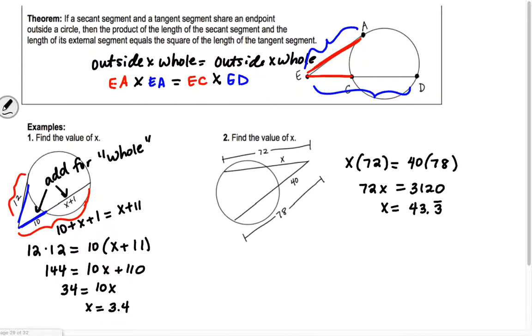If you wanted to write it as a fraction, you could. You could say 130 over 3. That's the same thing. But 43.3 repeating is fine. Just make sure you do your repeating sign. All right, is this making sense?